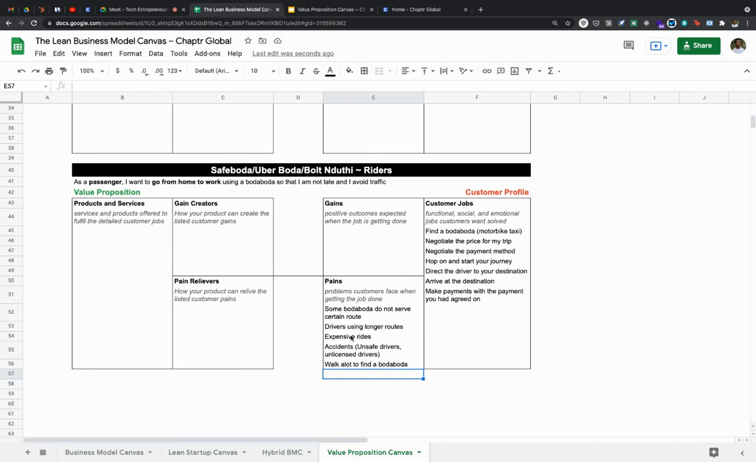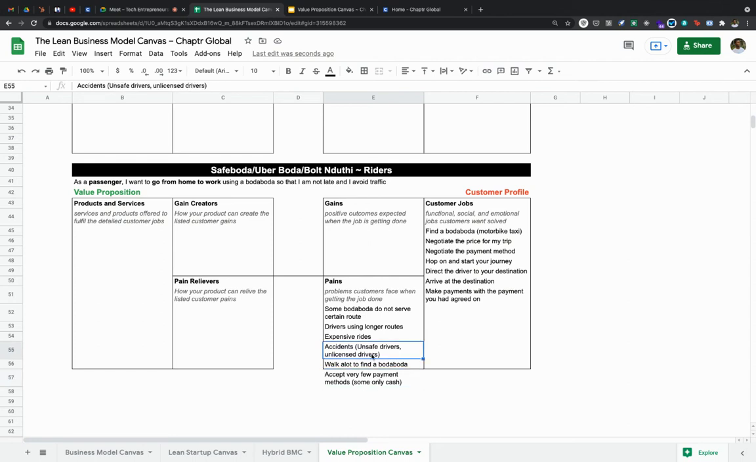Negotiating price for your trip, some of them could be expensive. When you're negotiating the payment methods, probably they do not accept all payment methods, so I'll keep adding them. They accept very few payment methods, some only cash. That's how we should be thinking about the pains here. Any other one that we're leaving? Is there any problem when you're negotiating the payment methods or the price? When you're hopping on and going on a journey, we've said that sometimes they might use longer routes. At times, you might have an accident because the driver is unsafe.